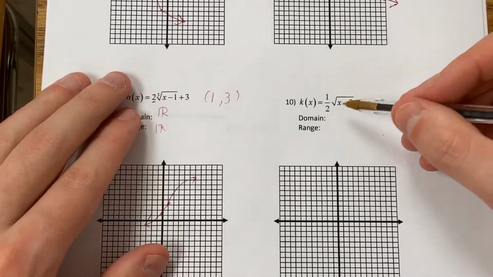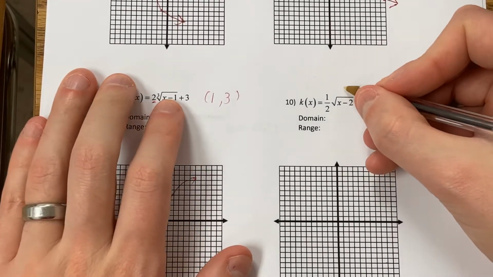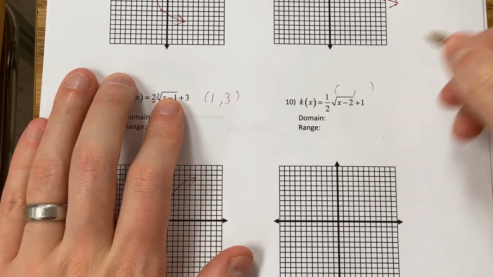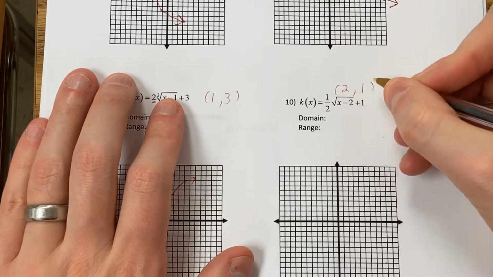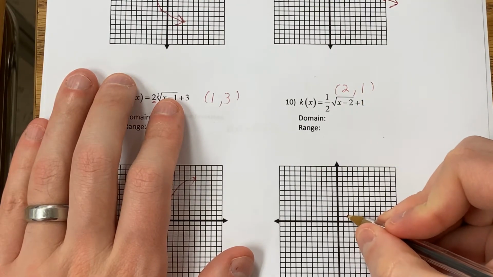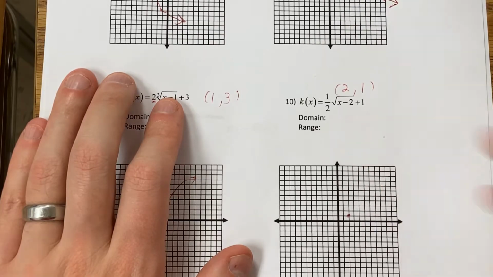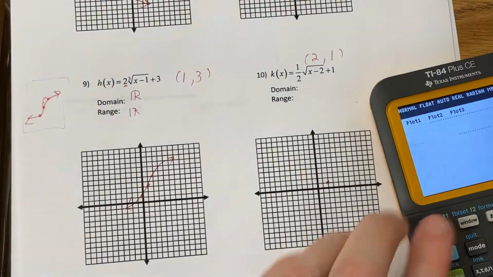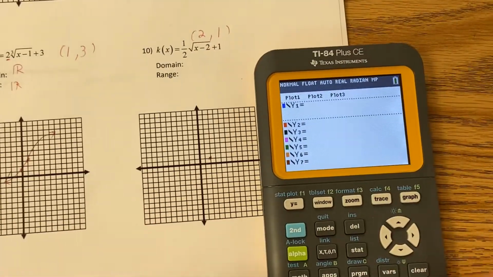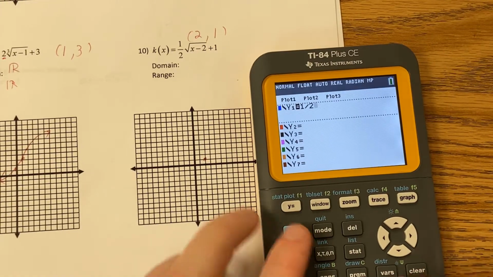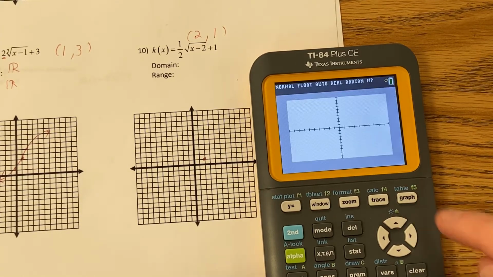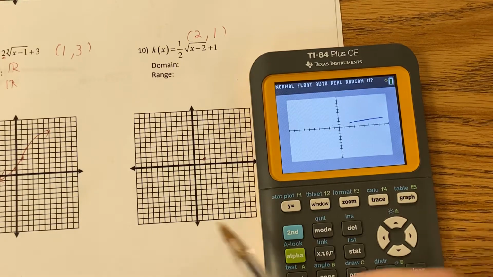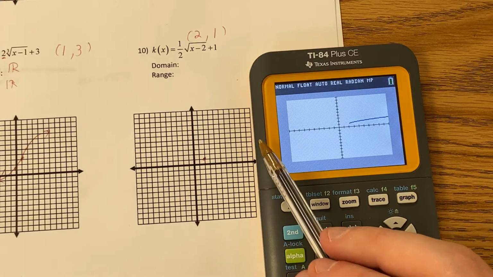Okay, so here we go. This one, vertex is going to be at, since that's a minus, a plus. So that's a plus, a plus. So 2, 1. And just trying to teach you guys to be careful. Let's go with 1/2 square root x minus 2 plus 1. Can never hurt to check in a calculator. So there's the 2, 1 point, and then it goes up like that.